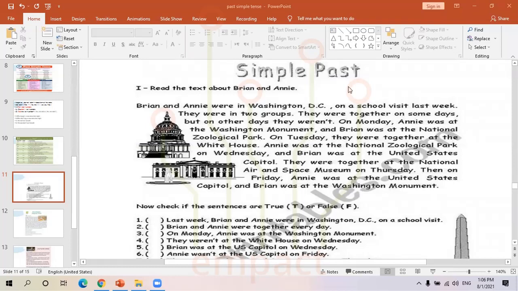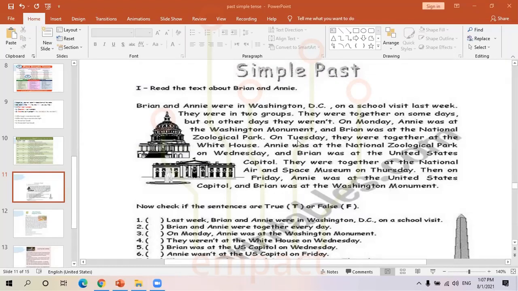Brian and Annie were in Washington, D.C. on a school visit last week. They were in two groups. They were together on Sundays. But on the other days, they weren't. On Monday, Annie was at the Washington Monument. And Brian was at the National Zoological Park.